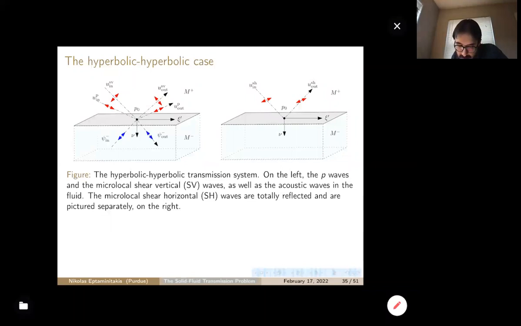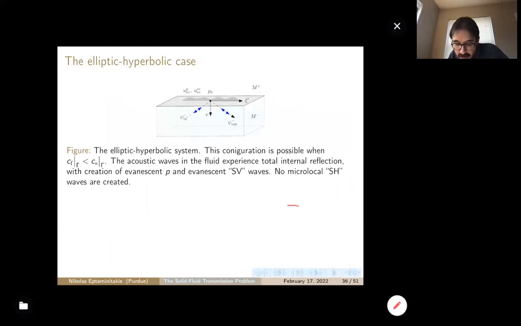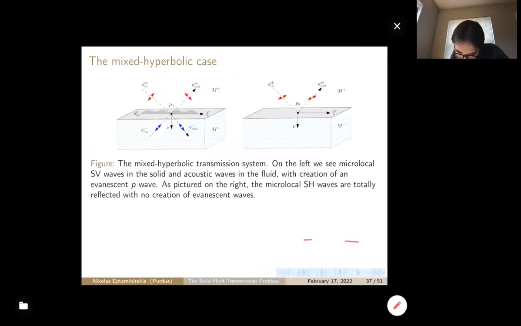which is in sort of contrast with what you would expect in the elliptic-hyperbolic case, in which we're elliptic in the solid, but we are in the hyperbolic region from the fluid side, and then a wave that meets the hypersurface creates an evanescent wave here. So there is a wave which decays exponentially fast away from the hypersurface. Okay, so there are some more cases which I'm not going to talk about because there isn't enough time.